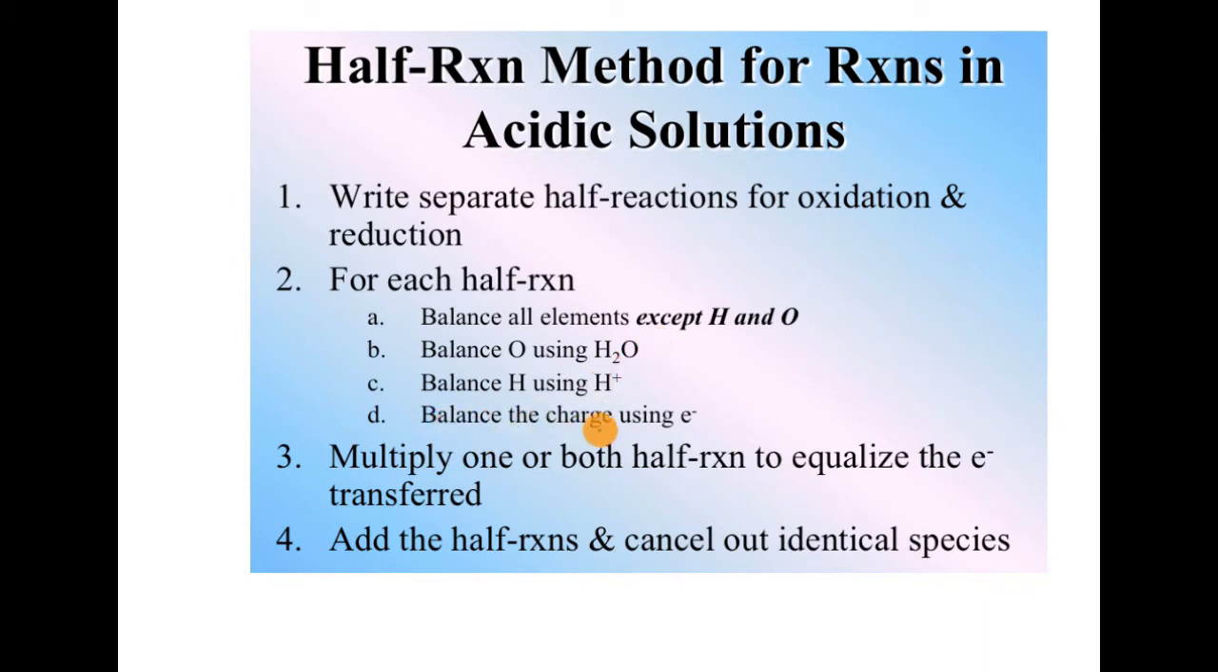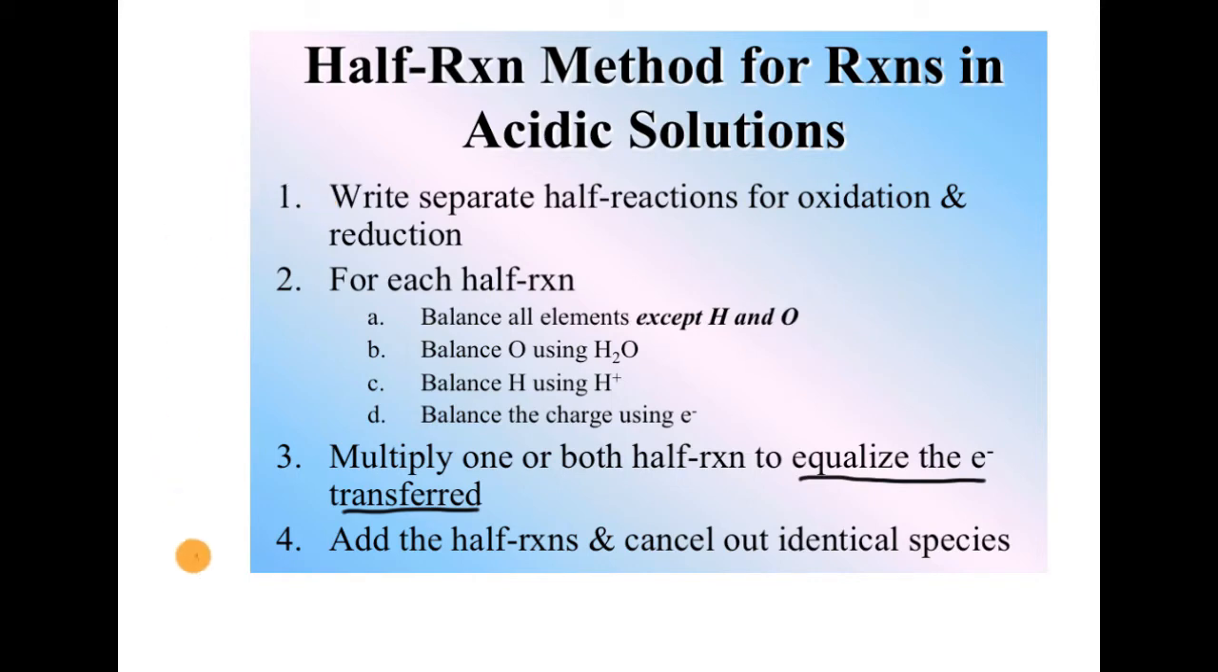Okay, then you're going to balance the charge with the electrons. You've got to make sure that the charges are balanced by losing or gaining electrons. Then we're going to join the two half reactions together, and the way we do that is we have to equalize the electrons that are transferred. So if the oxidation loses 2, the reduction needs to gain 2. If the oxidation loses 10, then the reduction has to gain 10. Alright, and then we add the two half reactions together, cancel out anything that's the same on both sides, and write the net result. Boom, right? Not too bad, okay?